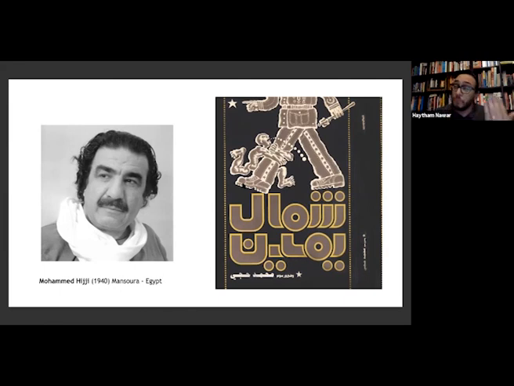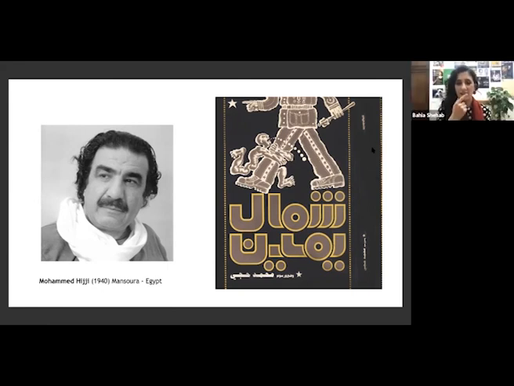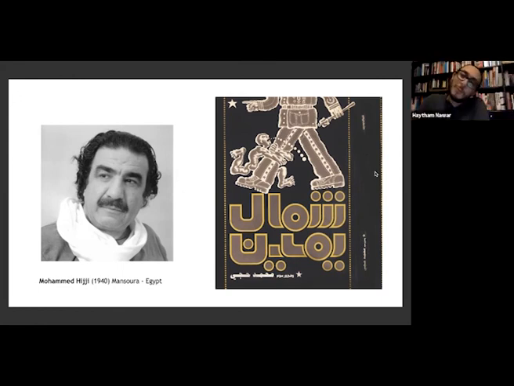So his work will live forever. I don't think history will forget the work of Muhammad Hijri, but we hope one day we can actually publish this work. The book Shmal Yemin, the first time I came across it was actually in Rabat, in Morocco, not in Cairo. Maybe because it was published in Tunisia, so it was much closer.